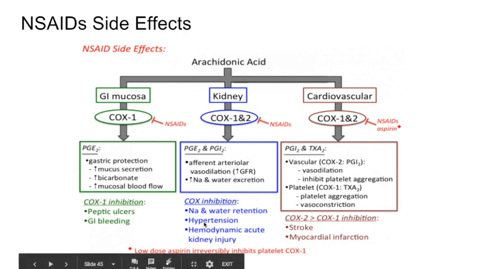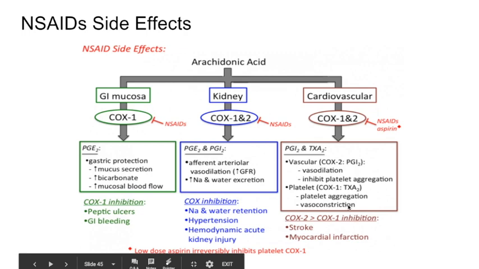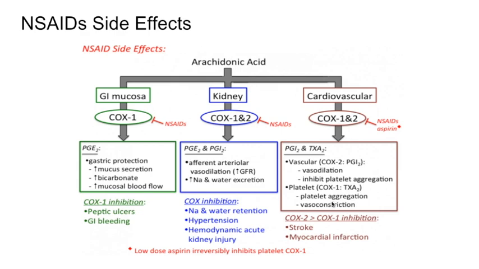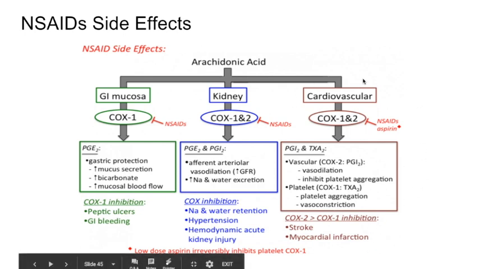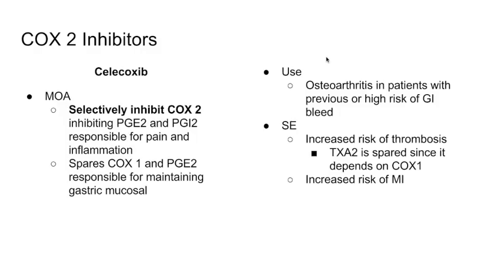And inhibition causes hemodynamic acute kidney injury, and it also causes some sodium and water retention, but it's not as high yield. And the last thing is that you can have cardiovascular side effects. You can actually get stroke and myocardial infarction because you are causing inhibition of platelet aggregation and vasoconstriction. So these are the main side effects for NSAIDs.